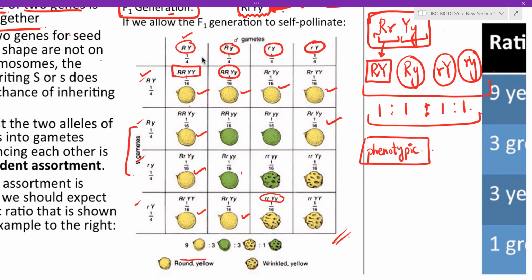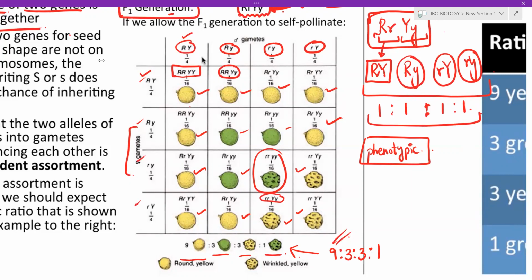3 of them are green and round, right? 3 of them are green and round. If they're green and round, they're right over here. Then 3 of them are wrinkled and yellow. They're wrinkled and yellow. You can see them right over here. And then one of them is green and wrinkled, right here. One of them is green and wrinkled. This is the typical or the famous phenotypic ratio that you will get. This is the Mendel's ratio, 9 is to 3 is to 3 is to 1.